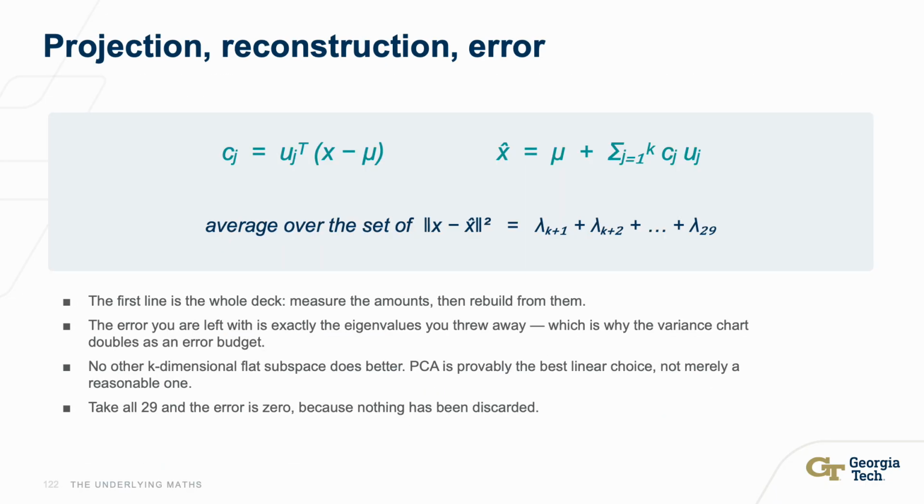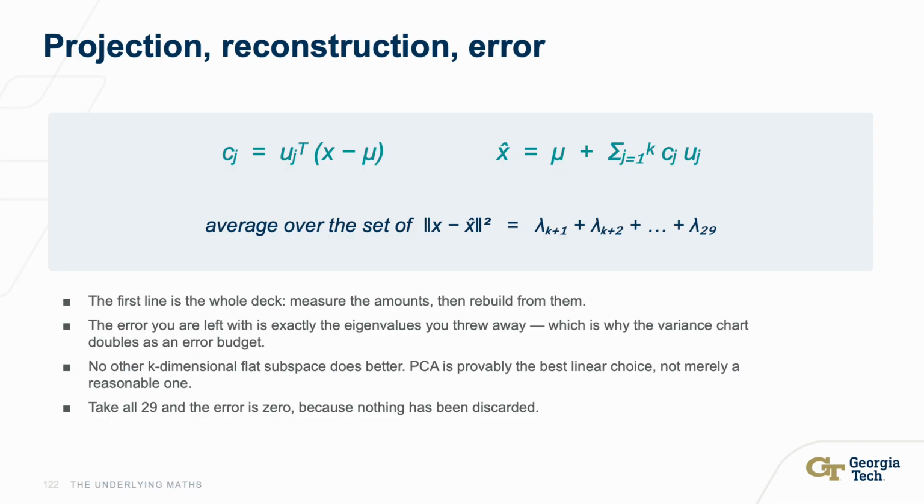And finally, three lines that are the whole deck. Line 1, c_j equals U_j transpose times (x minus mu). That is the projection. It measures the amount of eigenface j in this face, and it is the dot product and nothing more. Line 2, x hat equals mu plus the sum of c_j U_j for j from 1 to k. That is the reconstruction, which is every rebuild sequence you have watched today.